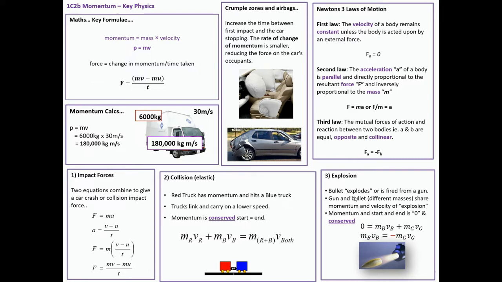We also need to do explosions, which is when a bullet explodes or is fired from a gun. The bullet and the gun have different masses. They share the momentum and velocity of the explosion. Momentum at the start and the end is naught and conserved. So naught would equal mass of bullet times velocity of the bullet plus mass of the gun times velocity of the gun. I move one to the other side, and then one becomes a negative of the other, which takes care of the velocities, because obviously they are going to be opposite, not equal, because the masses are unequal. So the object with the biggest mass goes slowly, the object with the smallest mass goes quick. So there you go, projectile motion. So that is momentum.